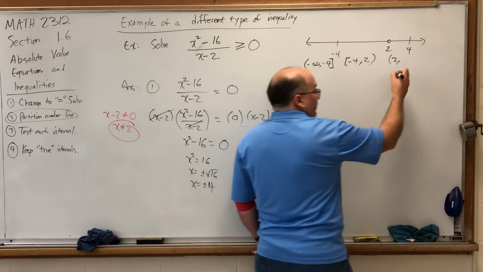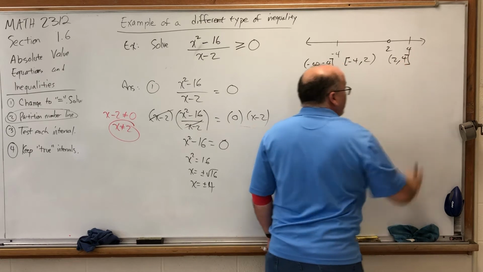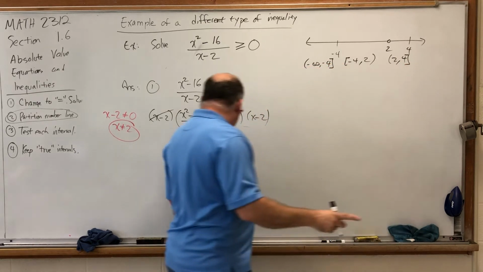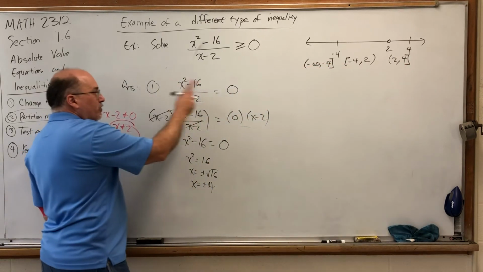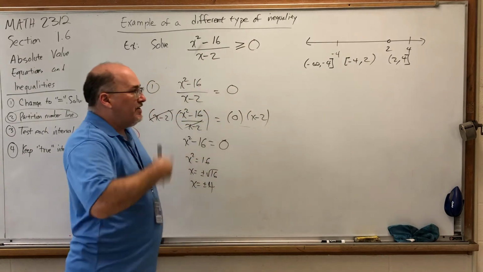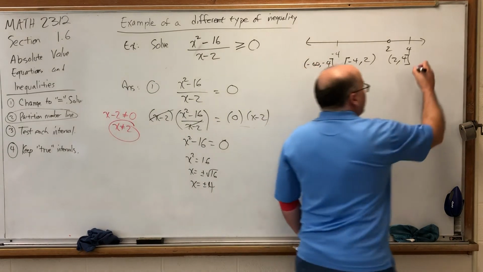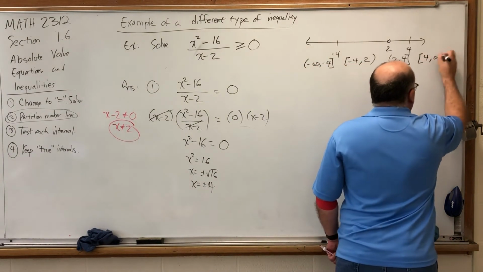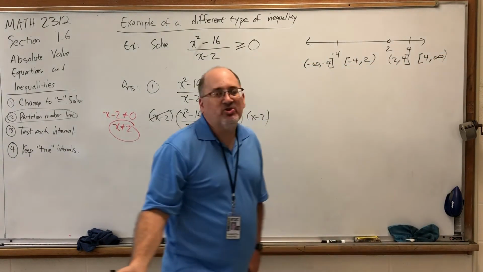And that next interval ends at 4, which is included, because remember, 4 is what made this equation equal to 0, and it's okay if we're equal to 0. And then on the other side of 4 is 4 to infinity. From this point forward, the rest of it works out just like before.